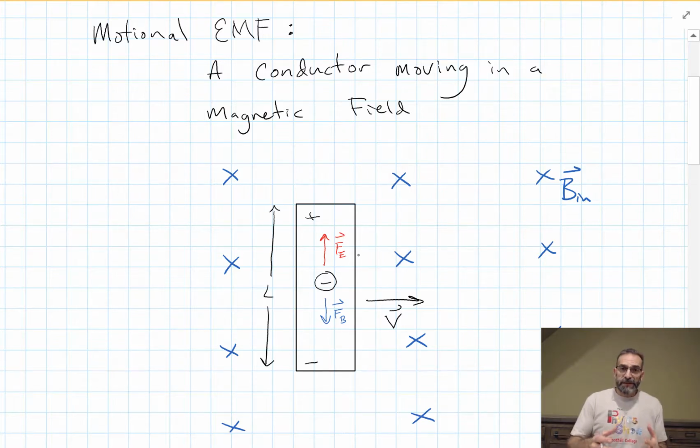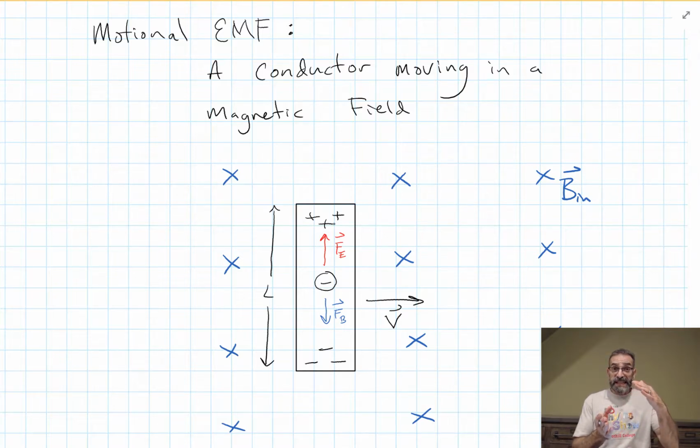At first, the electric force is not going to be as strong as the magnetic force. The electrons will keep moving down and building up down here, leaving positives behind. Eventually, the electric force will get bigger and bigger until it equals the magnetic force. And then the charges stop moving.